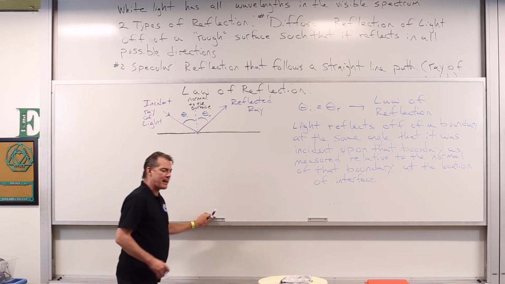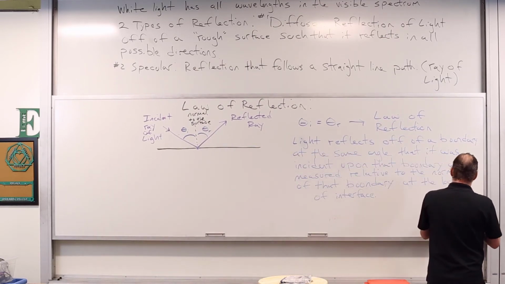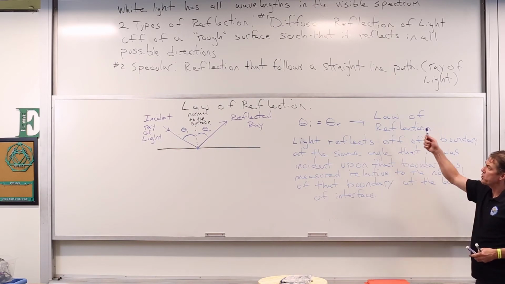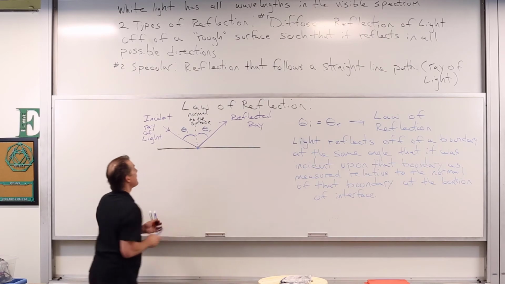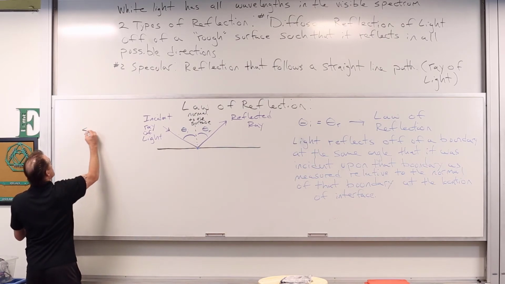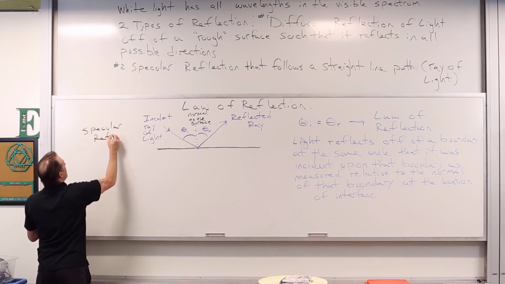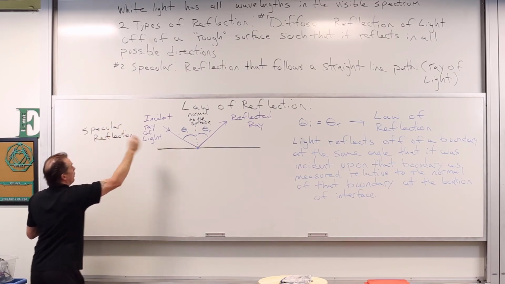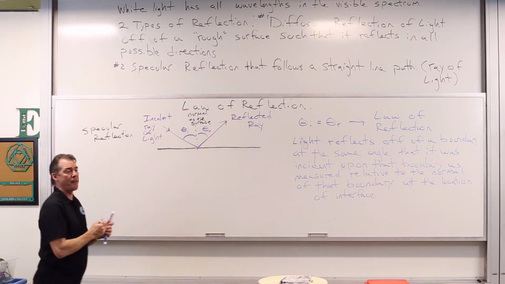So you may say, well, didn't you just say that that goes for both diffuse reflection and specular reflection? I said, yes. This would be a nice example of specular reflection. Just got rays, straight line path, boom, reflects off, straight line path.